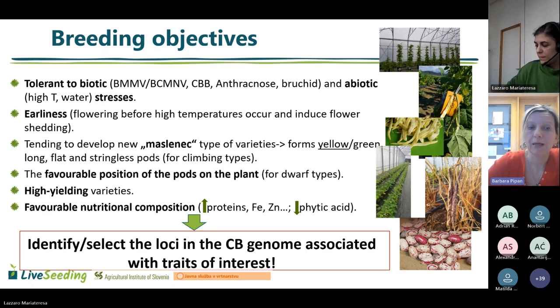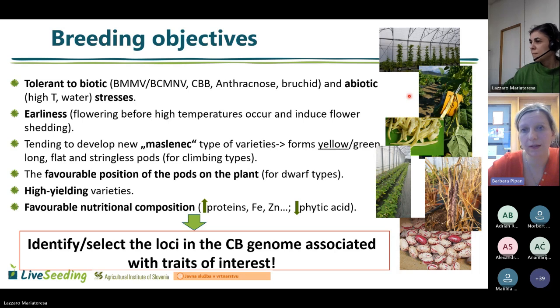And we are aiming to develop varieties, in terms of snap beans for fresh pod consumption, of the type of maslinets. So we are calling this maslinets. This is a really climbing bean with yellow pods, long pods, flat pods, and stringless pods. So it's really long, yellow, and stringless pods, very refreshing and very good for fresh pod consumption.